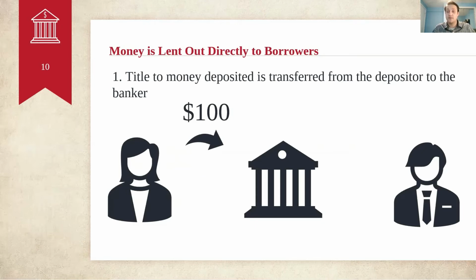Suppose again that a depositor deposits $100 in the bank. This time, however, the banker does not take the money to spend on his own consumption. Instead, he lends out the money to a borrower at an interest rate. What has occurred here with regards to title to the money originally deposited?